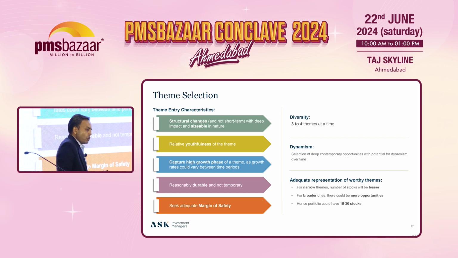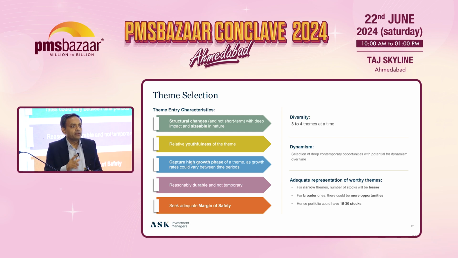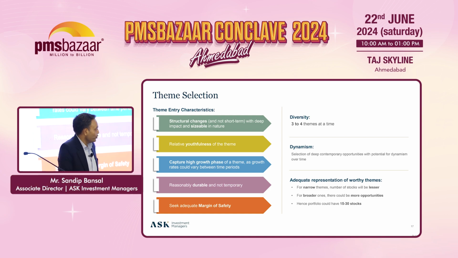In terms of stocks, we would be holding around 15 to 30 stocks. So this is going to be a concentrated portfolio. For narrow themes, the number of stocks is going to be more towards 15. For broader themes, the number of stocks is going to be more towards 30. The current themes are quite broad. So we have around 28 stocks in the portfolio.